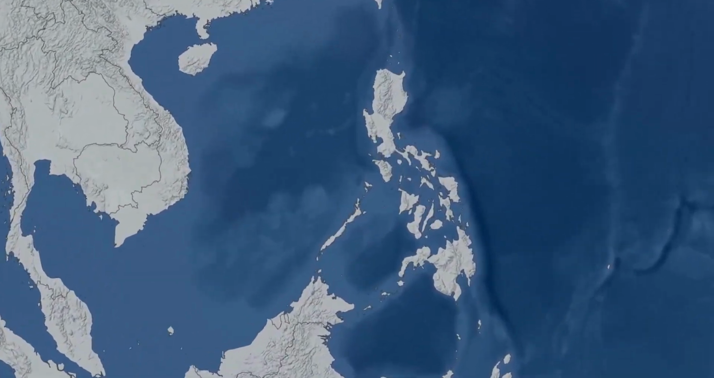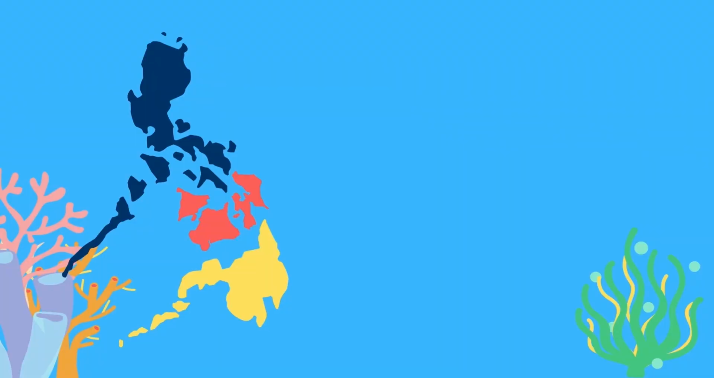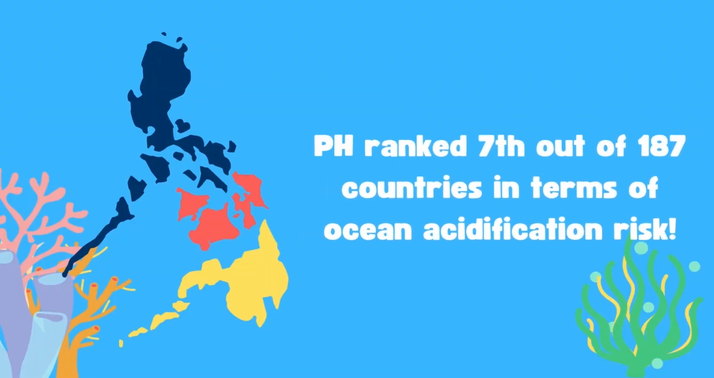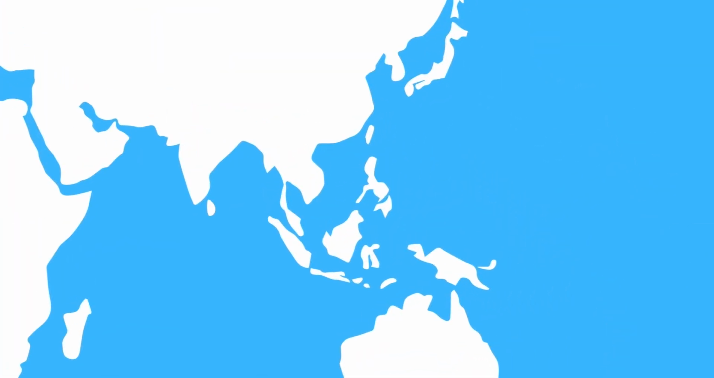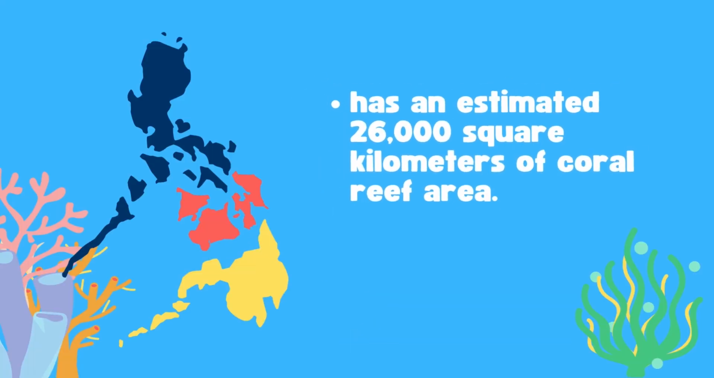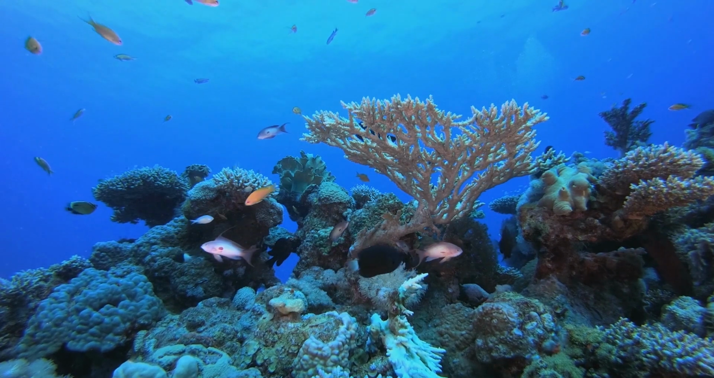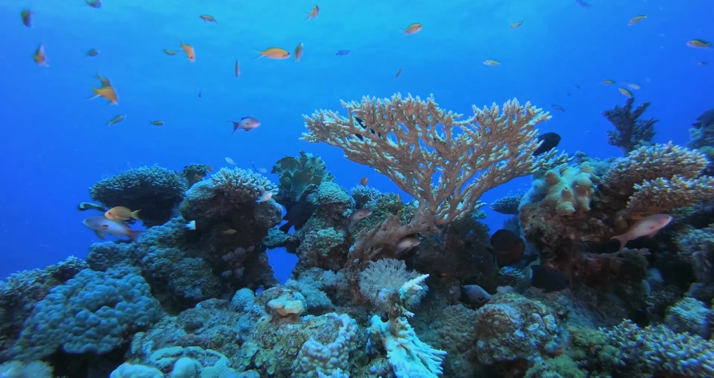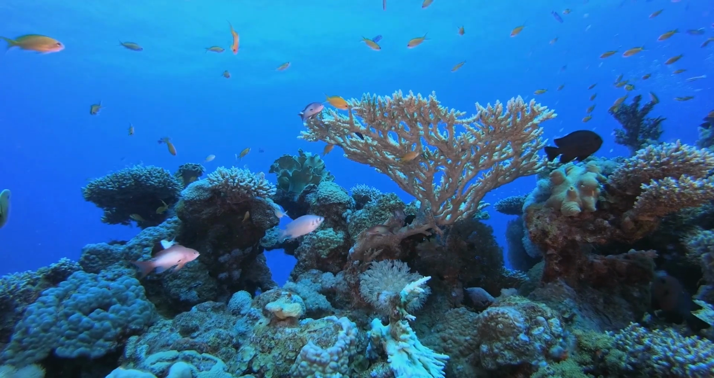Now let us get closer to home and discuss the effects of ocean acidification in Philippine waters. The Philippines ranked 7th out of 187 countries in Oceania's Ocean Acidification Risk Report, which isn't surprising as the country resides in the Coral Triangle and has an estimated 26,000 square kilometers of coral reef area, the second largest in Southeast Asia. If ocean acidification is able to reach and damage these reef systems, the reefs themselves and the species that reside within them would suffer immensely.